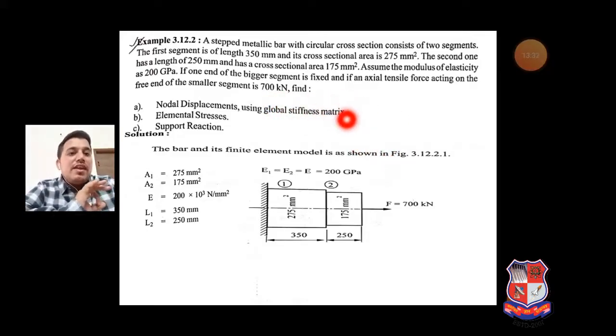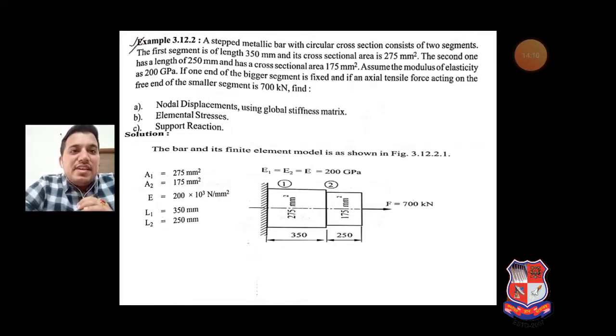So we have to find out three things. As given in the last line, the force at the end is a tensile force of 700 kN. First is the nodal displacement using the global stiffness matrix. The nodal displacements are q1, q2 and q3. q1 is 0, and q2 and q3 are something we have to find out, so they are question marks.